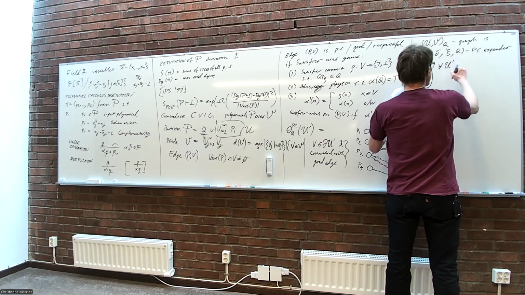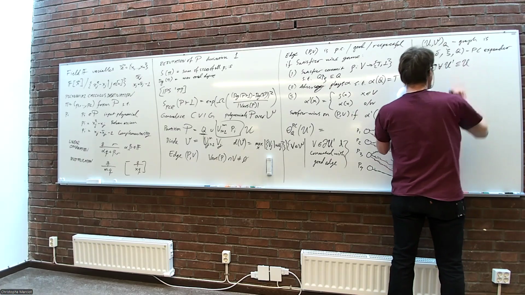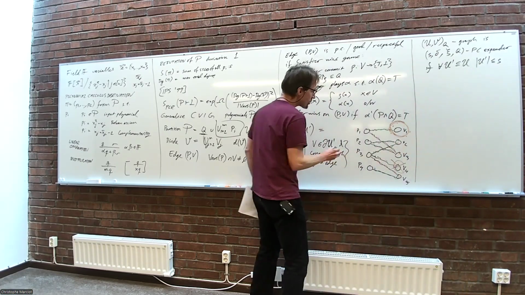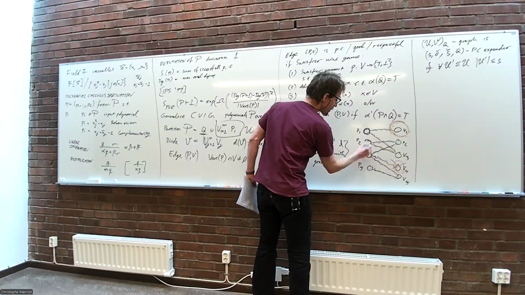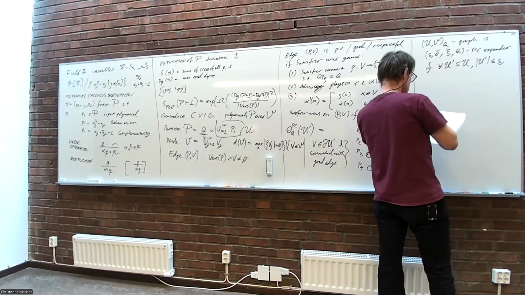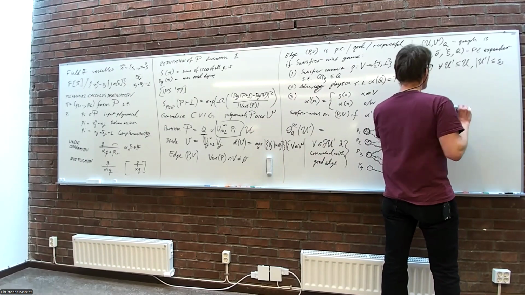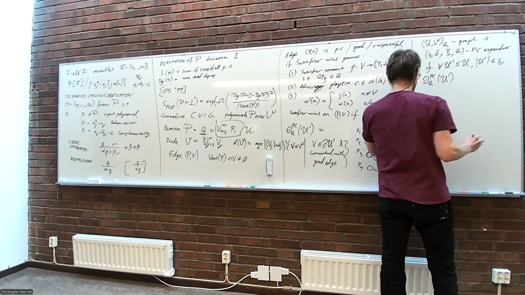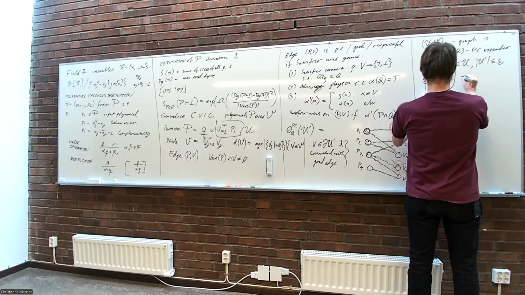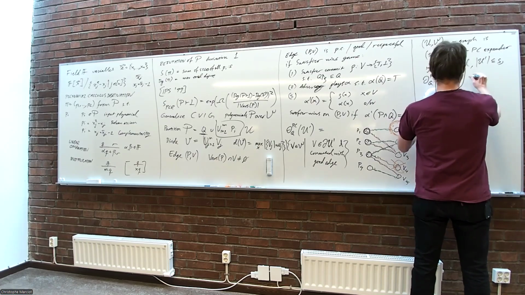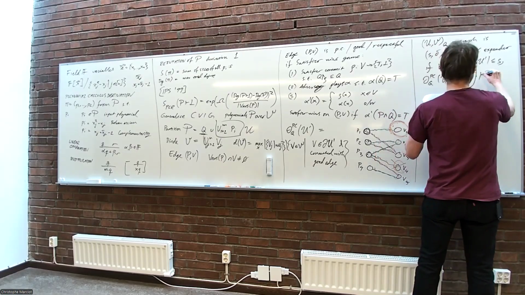It's an expander if whenever I take a left set of vertices, U prime, that is not too large, at most size S, and note that I'm measuring here the number of vertices, not the number of polynomials inside, just the number of clouds, then I want the boundary to be at least delta times the size of U.